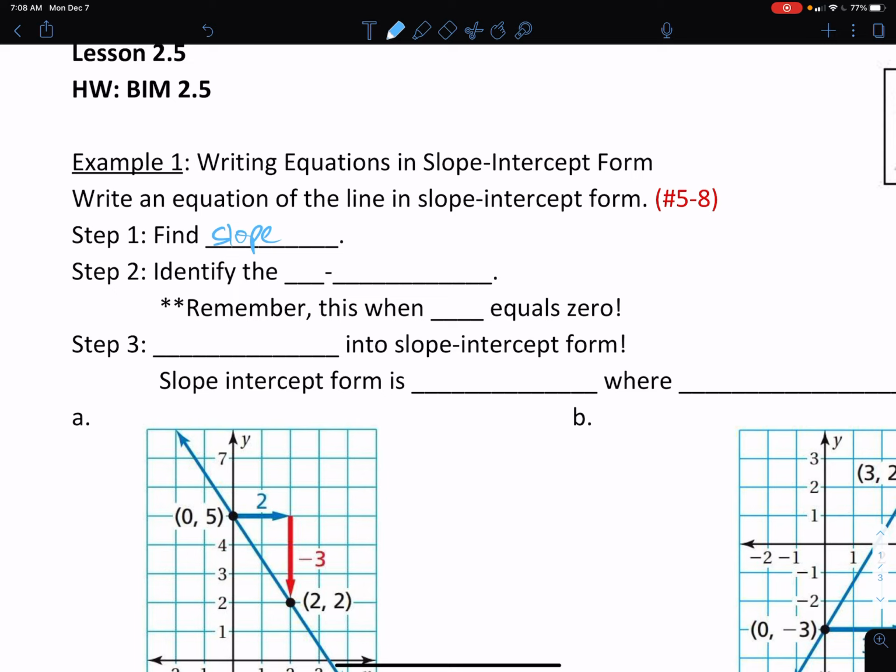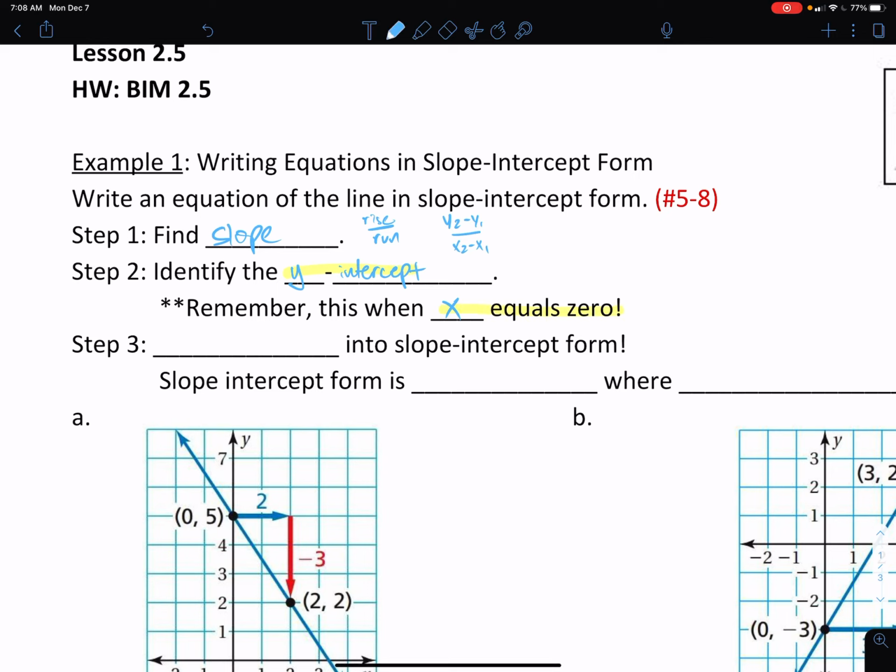You can use two different ways to do this. You can use the rise over run. If you're given a graph, I would use this method. Or, if you're given 2 points, you do y2 minus y1 over x2 minus x1. So after you find the slope, you find the y-intercept. Okay, so this is when x is equal to 0. I'll go over this in a couple examples that we're going to do later on. But just be aware, y-intercept is when x equals 0.